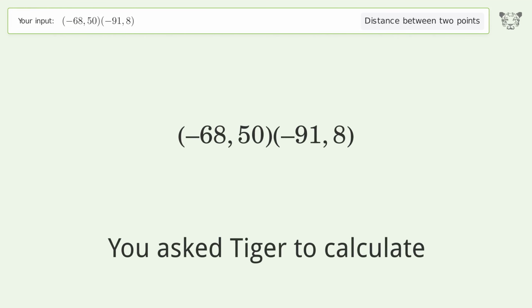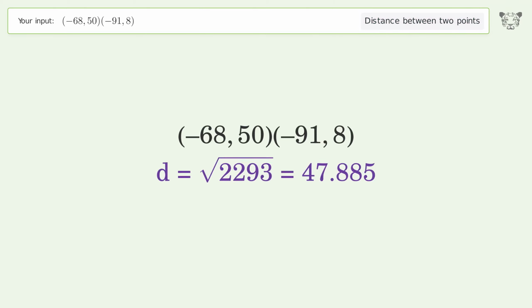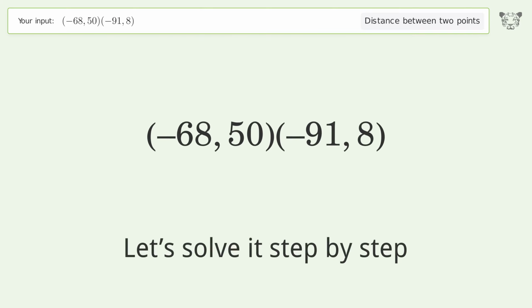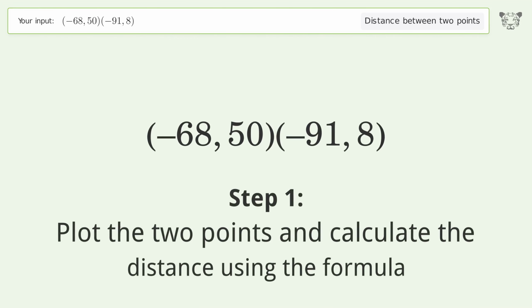You ask Tiger to calculate. This deals with the distance between 2 points. The distance between the 2 points is the square root of 2293, or 47.885. Let's solve it step by step. Plot the 2 points and calculate the distance using the formula.